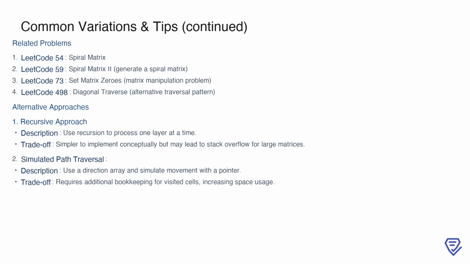As for alternative approaches, one option is the recursive method, where you process one layer of the matrix at a time. While conceptually simpler, recursion can lead to stack overflow errors when working with very large matrices. Another approach is simulated path traversal, which uses a direction array to mimic movement through the matrix. This method requires extra bookkeeping to track visited cells, which increases space complexity. Each of these techniques has its own trade-offs, so understanding when to apply them is key.